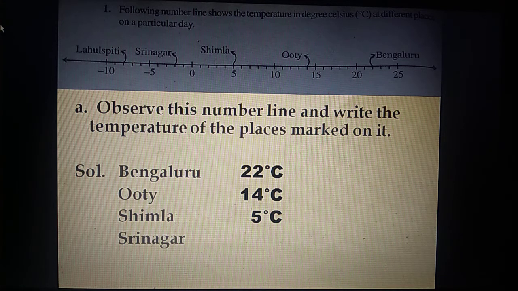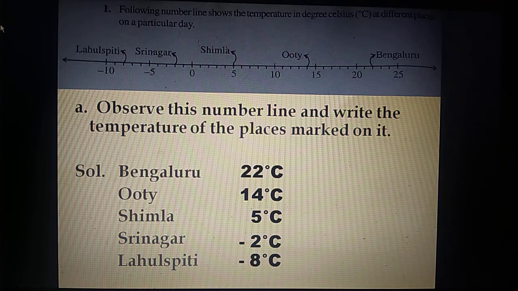Next is Srinagar. Here it's on the left of 0, so it's negative. And it is on the second mark. So it is minus 2 degrees Celsius. Next is Lahaul Spiti. It's after minus 5, on the third mark. So we will count it as minus 6, minus 7 and then minus 8. So this is your final answer for the first part.